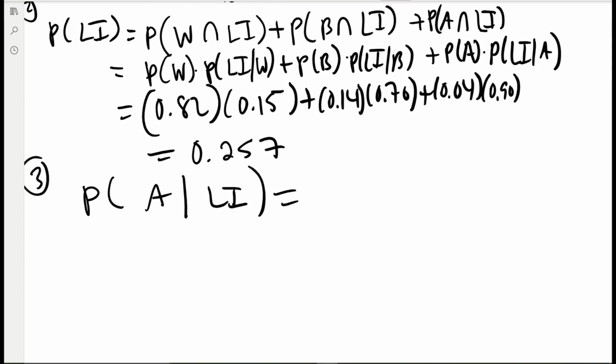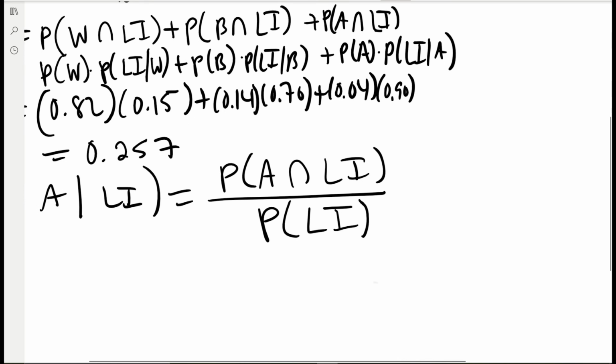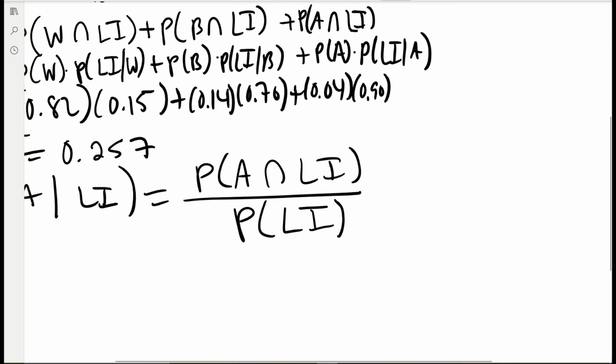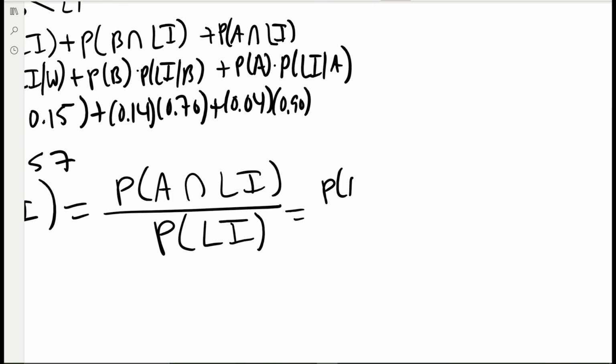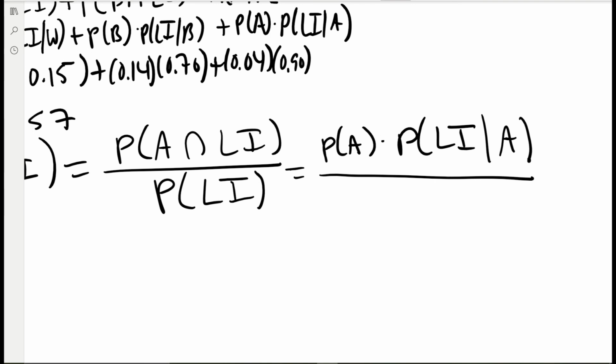We're going to be using the diagram for this, but before we do that, let's use the formula. The formula for this conditional probability is the probability of Asian and lactose intolerant divided by the probability of lactose intolerant. So we're going to have to calculate those probabilities. The probability that they're Asian and lactose intolerant is just a multiplication rule: the probability that they're Asian times the probability that they're lactose intolerant given that they're Asian, and we can find that from the tree diagram, over the probability that they're lactose intolerant.